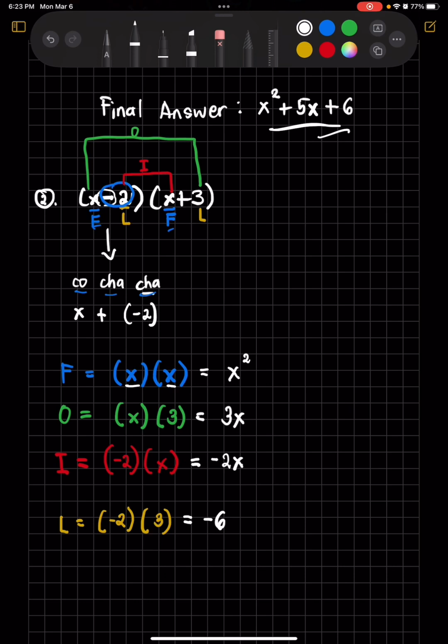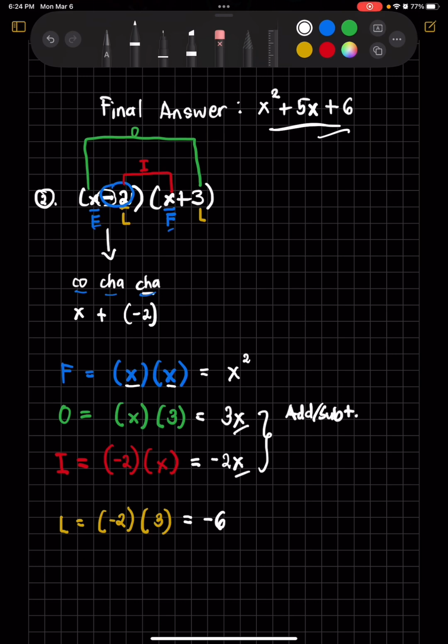Okay? And then, before we write the final answer, we need to check if we still have similar terms. I just told you in part 1 and in our previous videos how to identify similar terms. Here, our similar terms are 3x and negative 2x, because they have the same variable and the same exponent of the variable. So we need to combine them by simply adding or subtracting them.